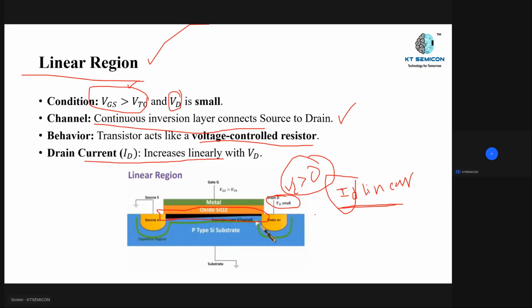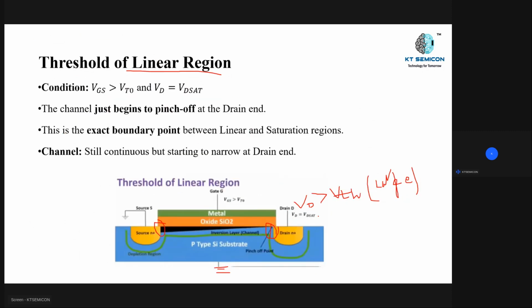Here in this case we had only a small amount of VD voltage. Depending on the voltage, my electrons start moving, and there is a connection of ID in the linear case. But in this case we are increasing the VD voltage. Whenever we increase the VD voltage, my channel is pinched off at the drain and it decreases, but at one point there is a small amount of connection between source and drain. Okay, so in this case, that's why it is known as the threshold of the linear region or else the pinch off region.